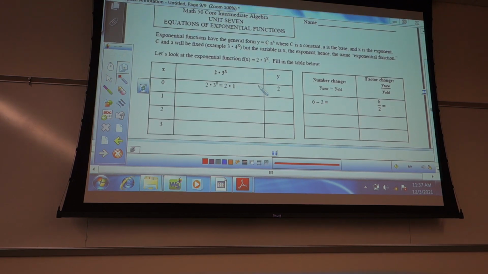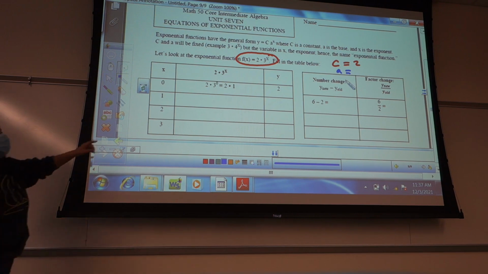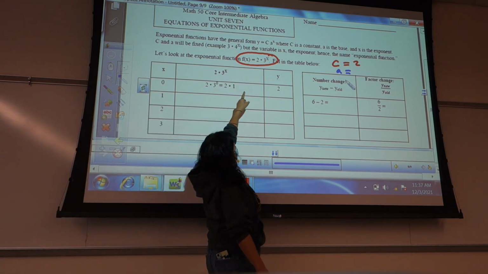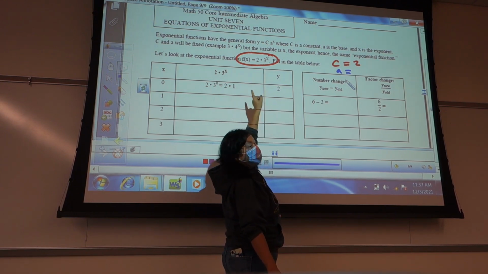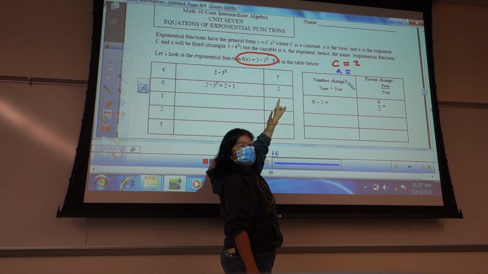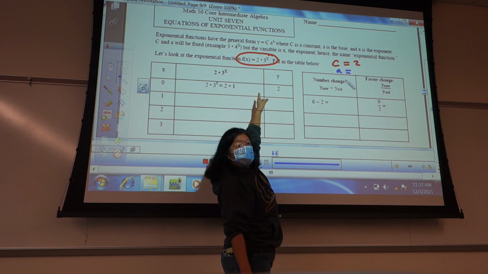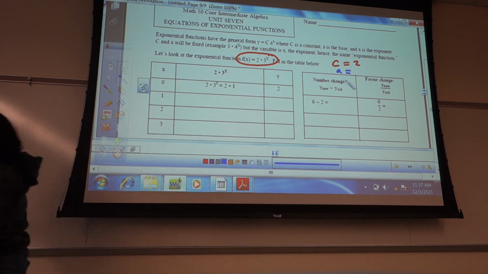So here, I'm giving you this thing. What's my c? 2. Yep, c is 2. Everybody else find my a. Everyone take 3 seconds. 2 times 3 to the x. My c is 2. What's my a? A equals what? 3. Does everyone see that? Okay. a equals 3.